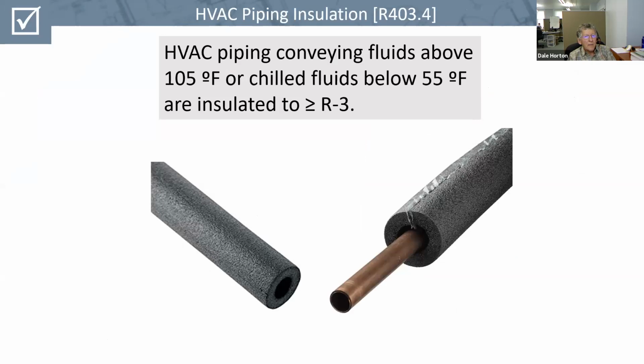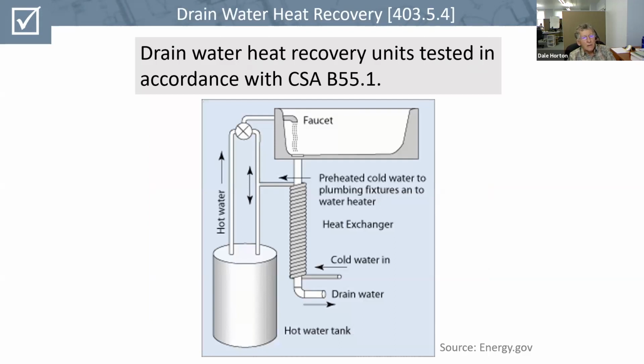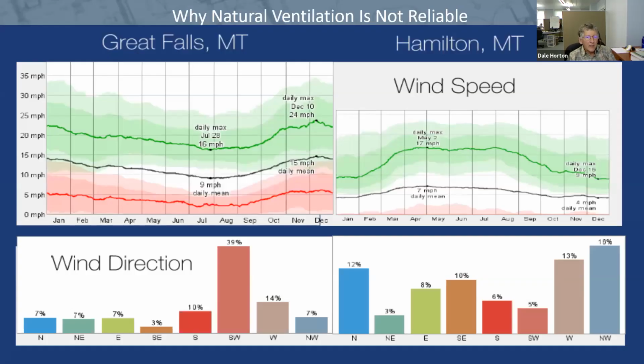HVAC piping with fluids over 105 degrees has to have R3 insulation. Hot water pipes have to have R3. There's currently an amendment to the 2012 that eliminated some requirements for additional hot water piping insulation. In the 2015, the IECC did away with the elements that were amended. So basically, the national code caught up with Montana. Essentially now, hot water pipes have to be insulated to at least R3. And then if you're going to put on heat recovery devices from drain water, there's a Canadian standard you have to meet.